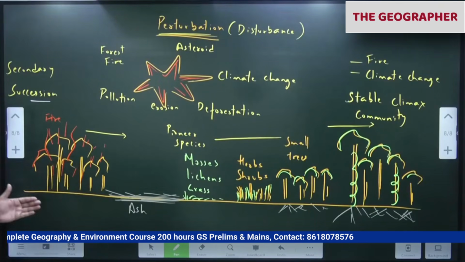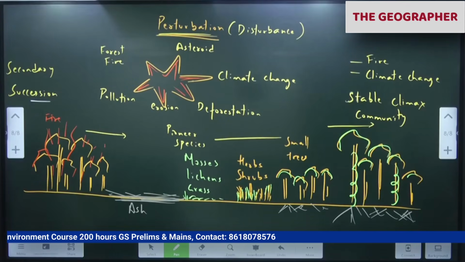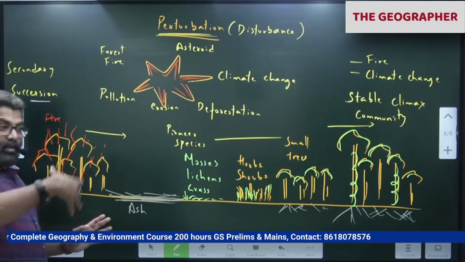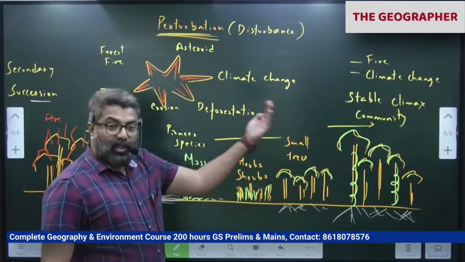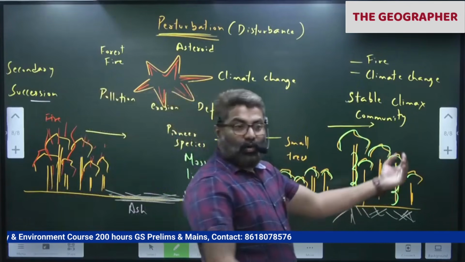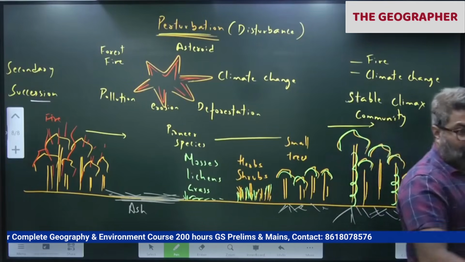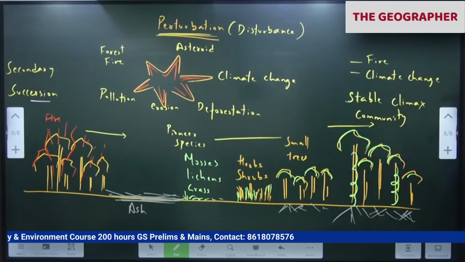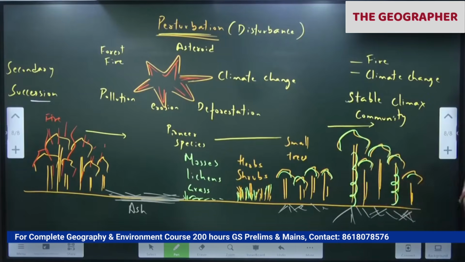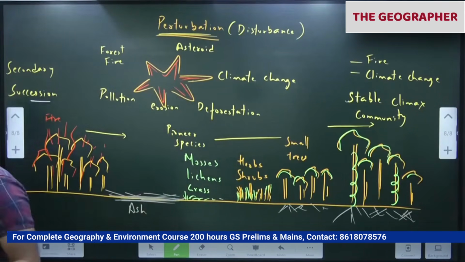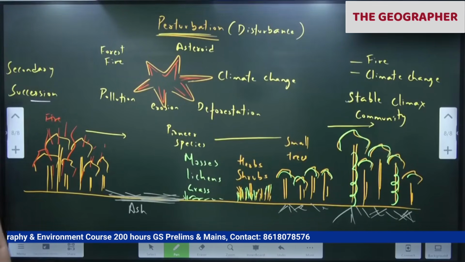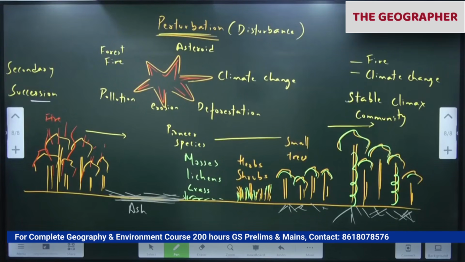A sere is all the stages together. So now you know the forest doesn't come all of a sudden. It evolves over a period of time, where one plant community replaces the older one and evolves into a stronger, stable community. The entire process is called ecological succession. This has already come in the mains paper. They have asked about the succession topic.